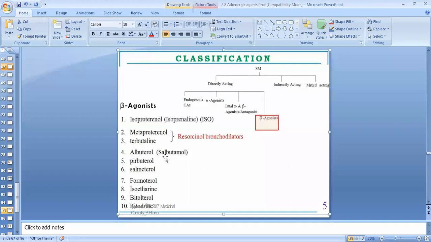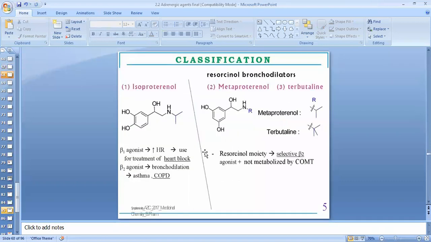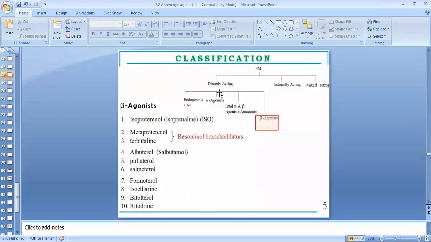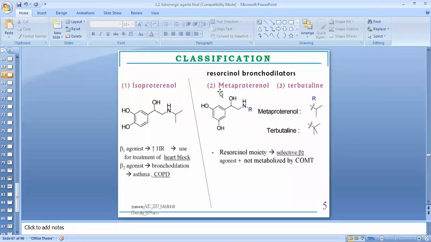Then the next drugs are albuterol, pirbuterol, and salmeterol. Then the next ones will be formoterol, isoetharine, bitolterol, and ritodrine. Out of which, not all the drugs are in your syllabus, just see what those are. Then the selective beta agonist drug molecule is isoproterenol. Now, it is basically a beta 1 agonist.